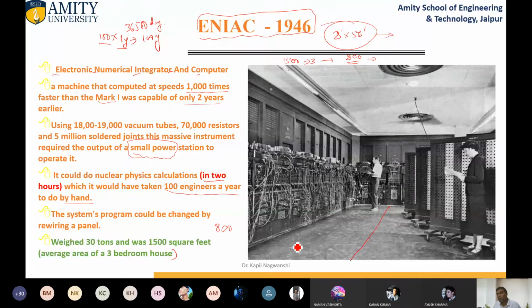You can see how long this is. Looking at the dimensions, you can see how this system is installed in a room of 1500 square feet.